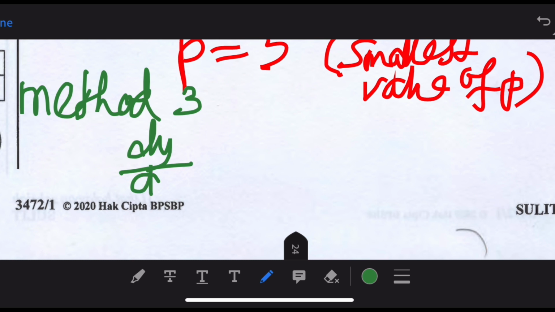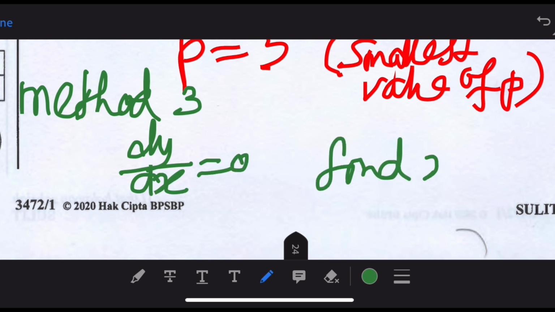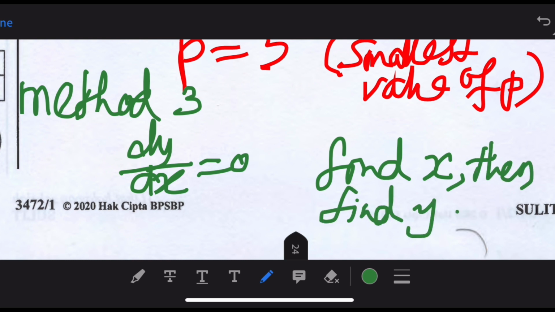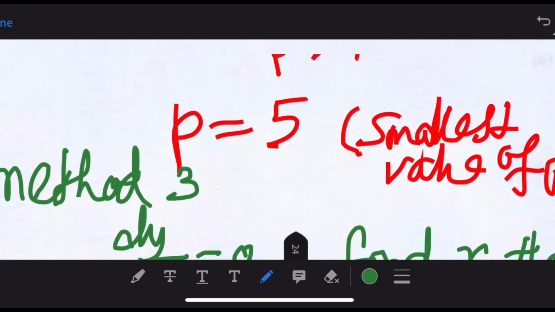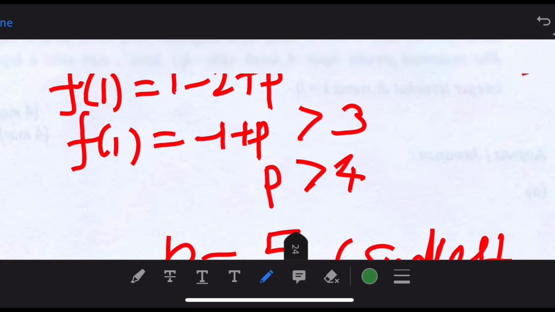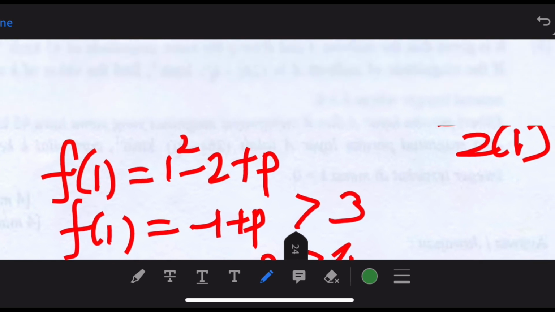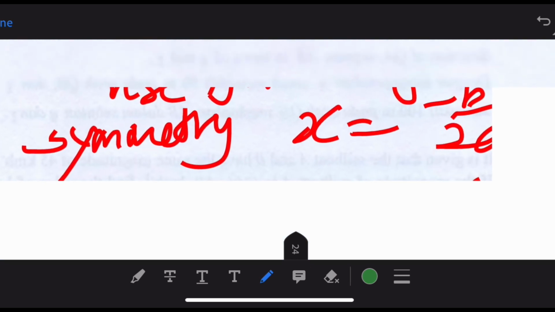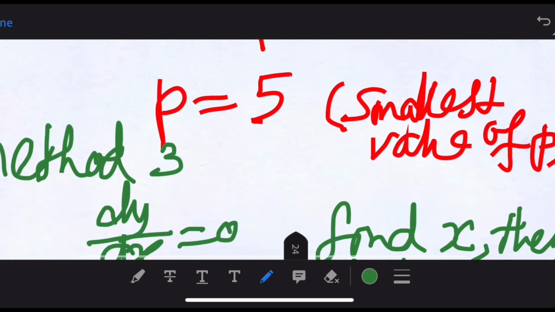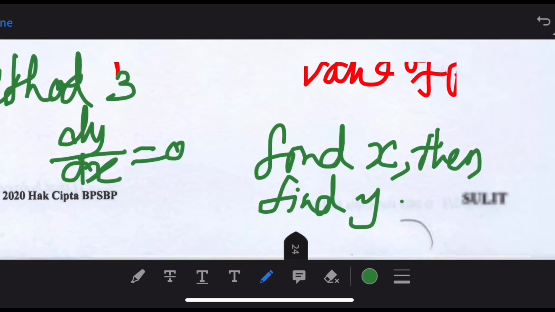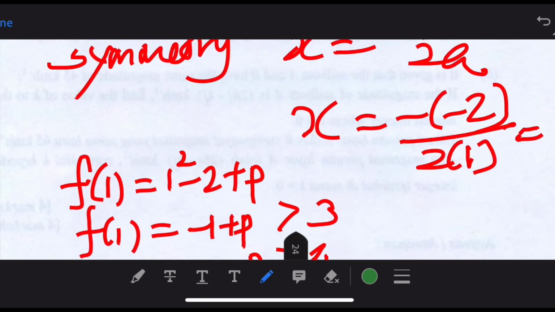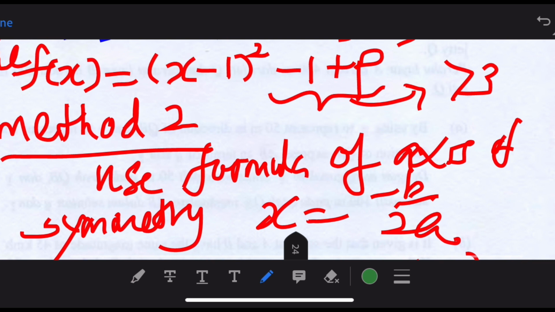We use dy/dx. I think dy/dx is one of the shortest and best ways to do it. You just differentiate and then let it equal to 0. So let's see our function. So our function is the y. So we just do dy/dx, and then we set dy/dx equal to 0.